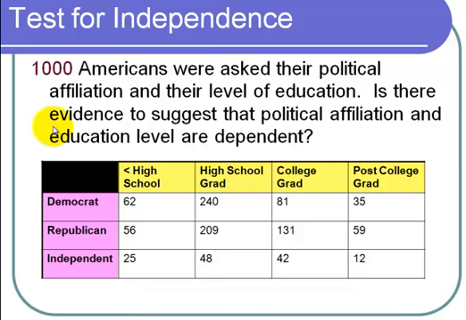So here's the example I have. 1,000 Americans were asked their political affiliation and their level of education. Is there evidence to suggest that political affiliation and education level are dependent? So here's the data I collected, or at least I pretended to collect. So pretend I asked 1,000 people, and here's what I got. I got 62 people said that they were Democrats, and they had less than a high school education, for example. Over here I had 131 Republicans who were college graduates.